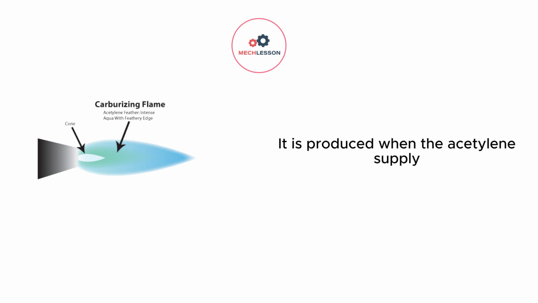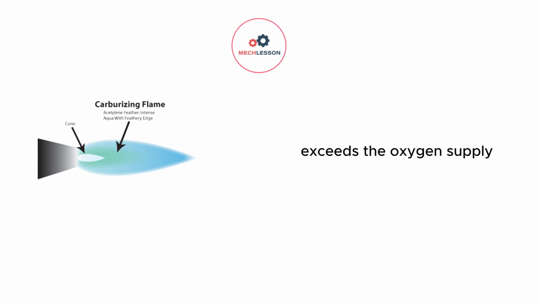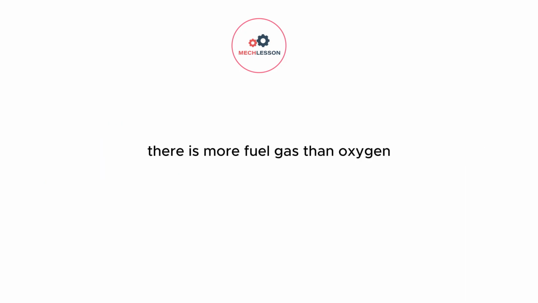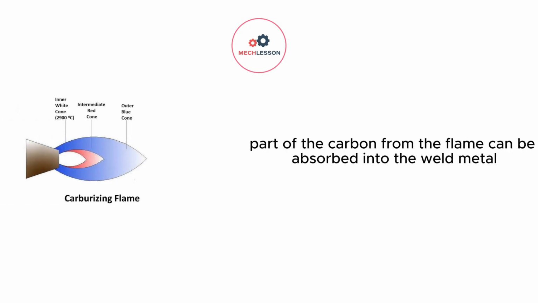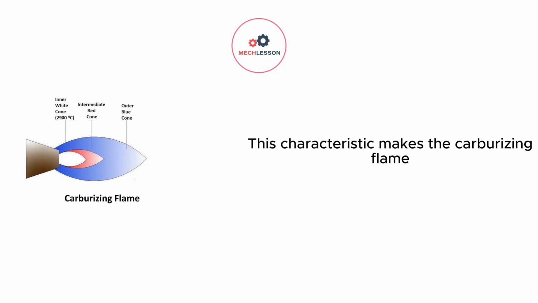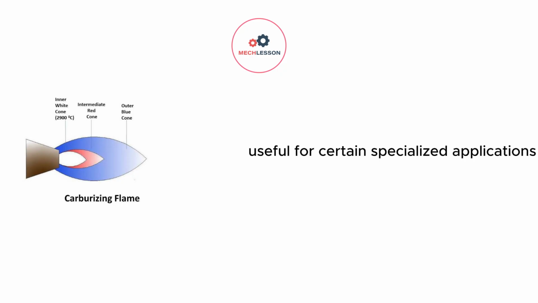2. Carburizing flame. The carburizing flame is also called a reducing flame. It is produced when the acetylene supply exceeds the oxygen supply. In simple terms, there is more fuel gas than oxygen. Because of the excess acetylene, part of the carbon from the flame can be absorbed into the weld metal. This characteristic makes the carburizing flame useful for certain specialized applications.